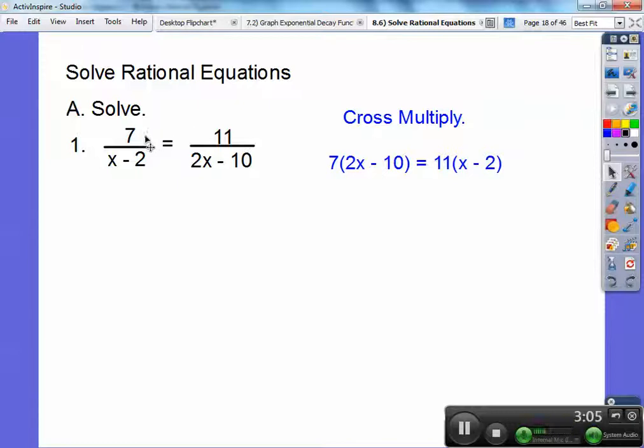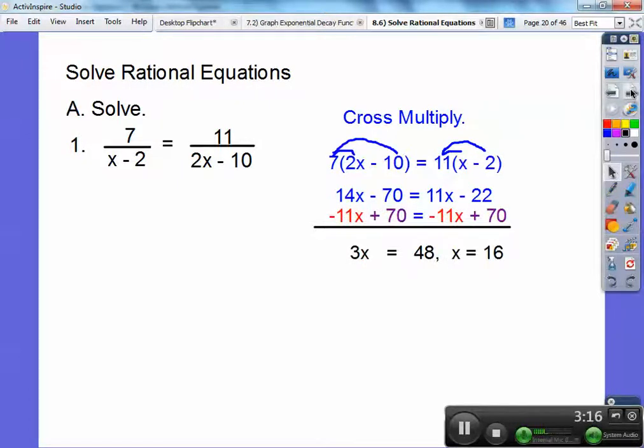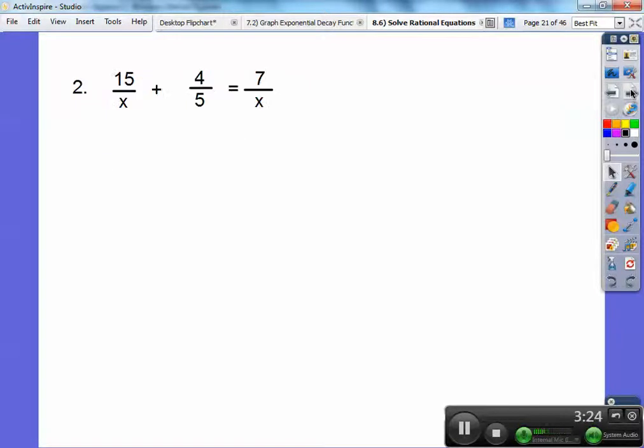So I cross multiplied, did this times this is here, and then this side equals this times this. That's what's over here. Okay, go ahead and distribute the 7 through and the 11 through, and then go ahead and solve for x, and you end up getting x equals 16. Okay, easy enough. That's kind of from Algebra 1 also, you guys, so hopefully you can do that.